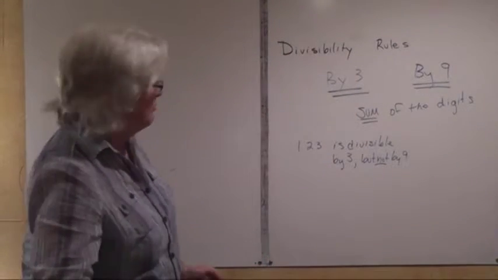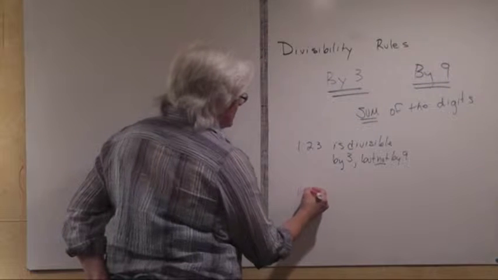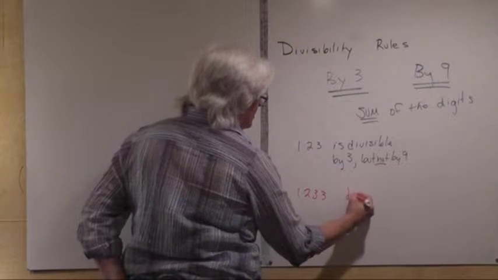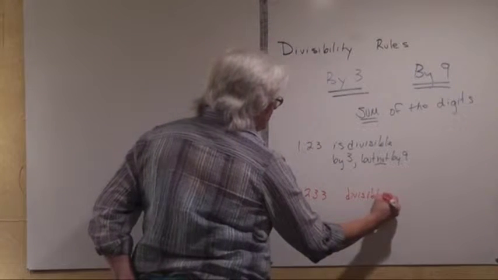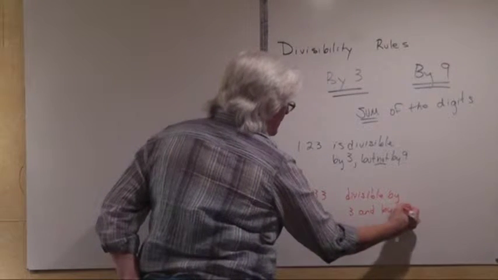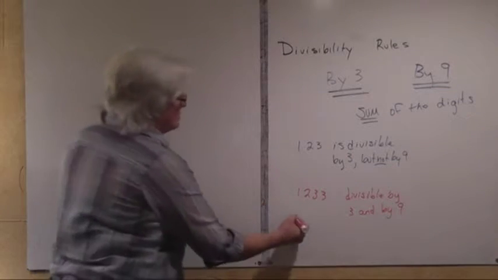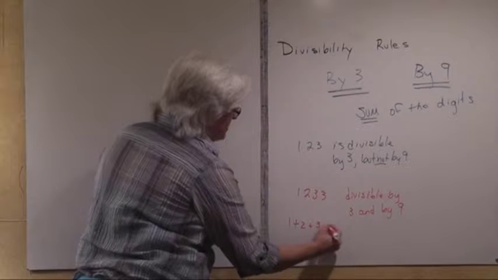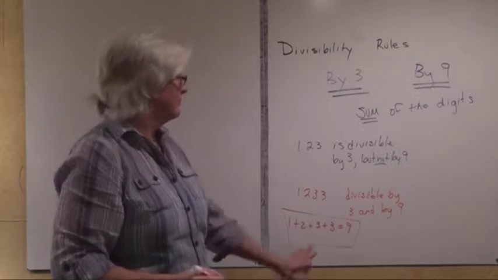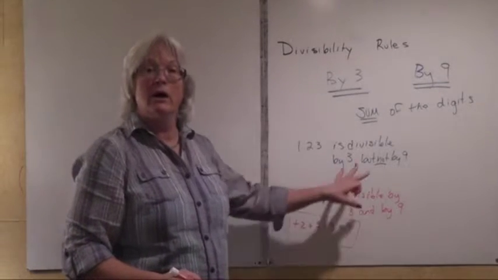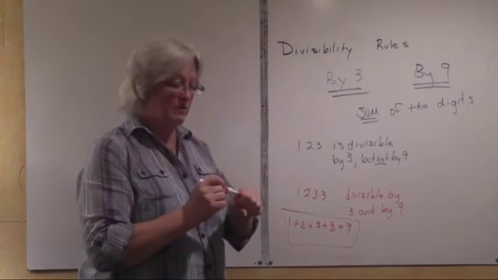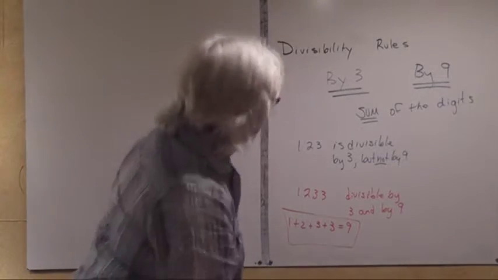However, if we took 1,233, that's going to be divisible by 3 and by 9. 1 plus 2 plus 3 plus 3 is equal to 9. You can divide 9 by 3, and you can divide 9 by 9, of course. Let's go ahead and verify this, illustrate it for you.